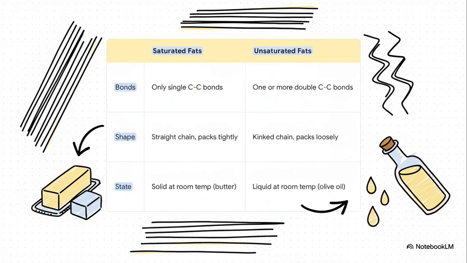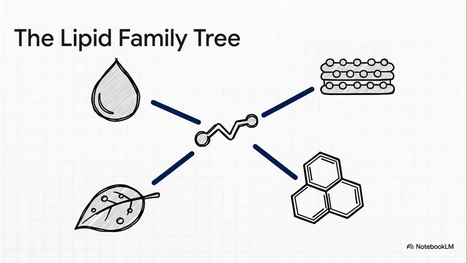Saturated fats have these nice, straight chains that let them pack together really tightly. That's why they're solid at room temperature, like butter. But unsaturated fats, they have double bonds that create these kinks or bends in their chains. Because of those kinks, they just can't pack together as neatly, which is why they stay liquid, like olive oil. And please, don't think lipids are just about fats and oils.